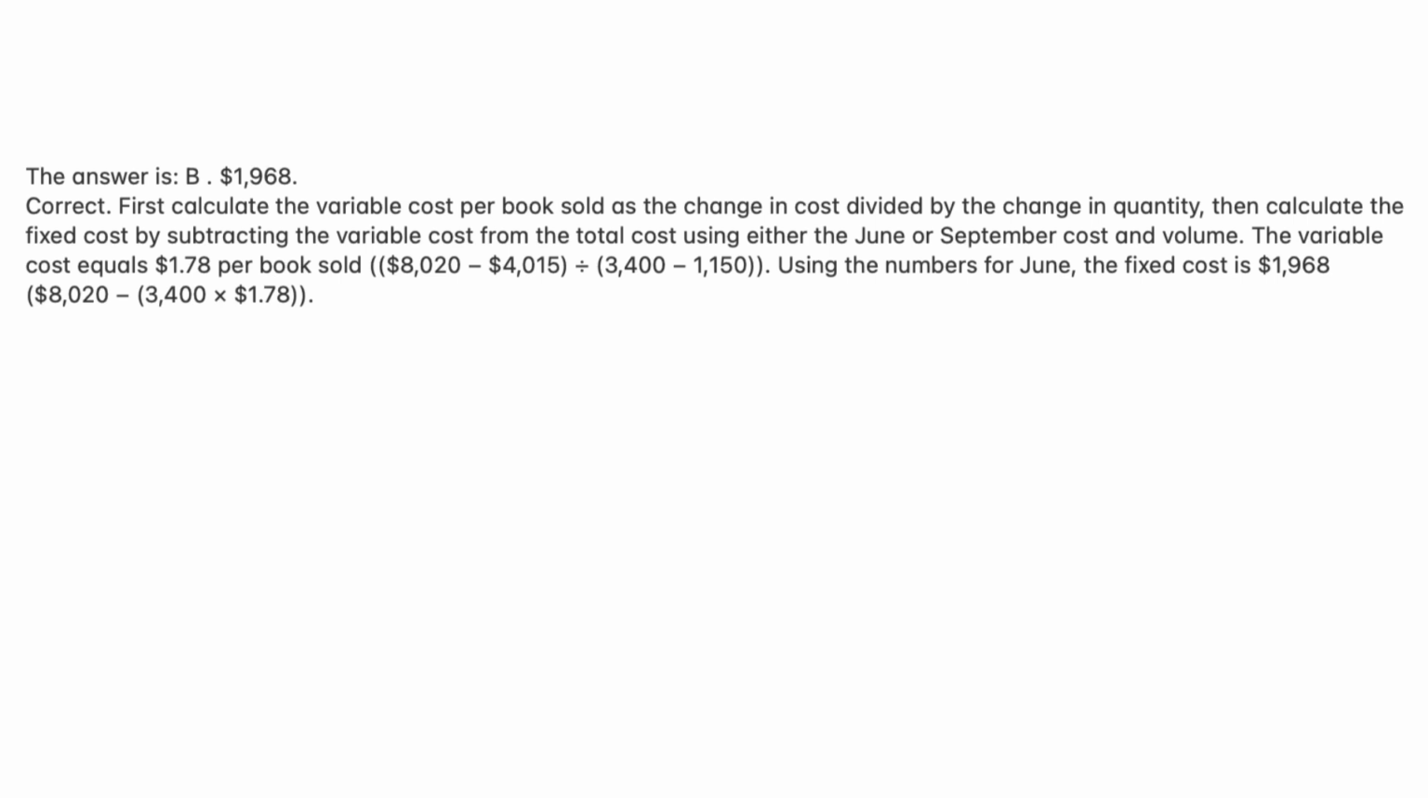$1,968. Correct. First, calculate the variable cost per book sold as the change in cost divided by the change in quantity, then calculate the fixed cost by subtracting the variable cost from the total cost using either the June or September cost and volume. The variable cost equals $1.78 per book sold, $8,020 minus $4,015, divided by 3,400 minus 1,150. Using the numbers for June, the fixed cost is $1,968, $8,020 minus 3,400 times $1.78.